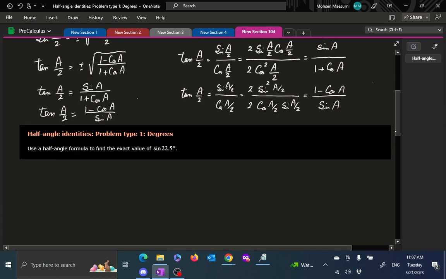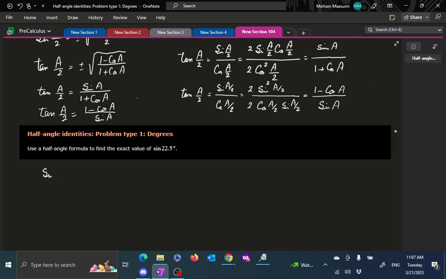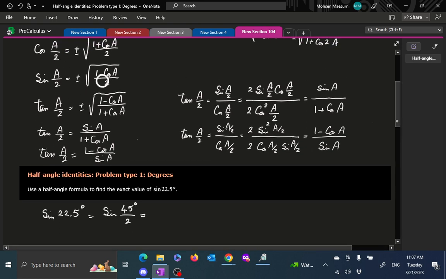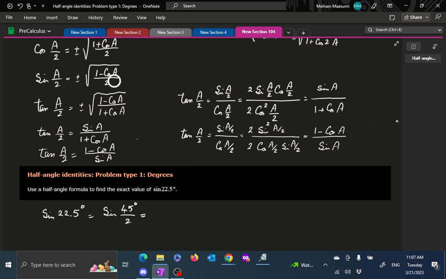Let's start with sine of, I want to find sine of 22.5 degrees. That is sine of 45 degrees divided by 2. And, well, that has to be from this formula. So there is a decision to be made. So decision, I put a plus or minus, which one.